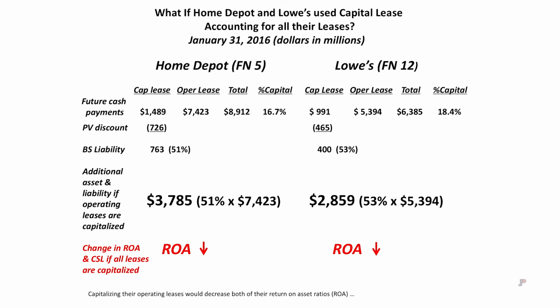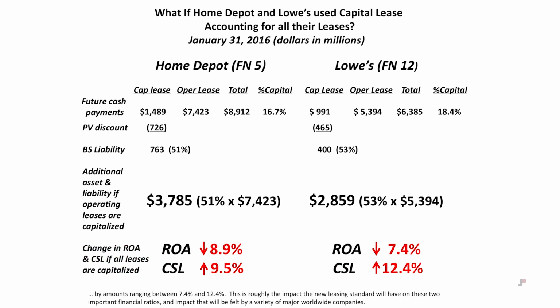Capitalizing their operating leases would decrease both of their return on asset ratios, ROA, and increase both of their capital structure leverage ratios by amounts ranging between 7.4% and 12.4%. This is roughly the impact the new leasing standard will have on these two important financial ratios for these two companies, an impact that will be felt by a variety of major worldwide companies.